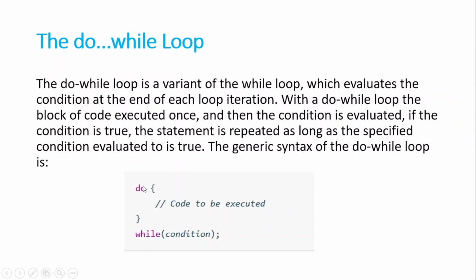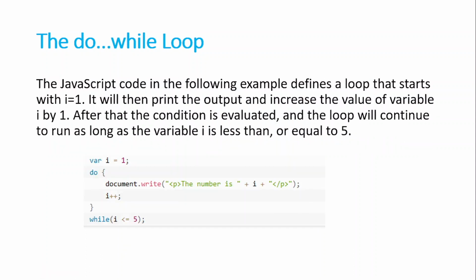So that's the case. If you want to execute the block of code at least once, whether the condition is true or false doesn't matter, then you will use the do while loop, and next time it will check if the condition is true, so it will repeat the block, otherwise it will stop the iteration. Now you can see here the same thing we did with the while loop. In this do block we are writing the same block we were earlier doing, and then the condition is checked.